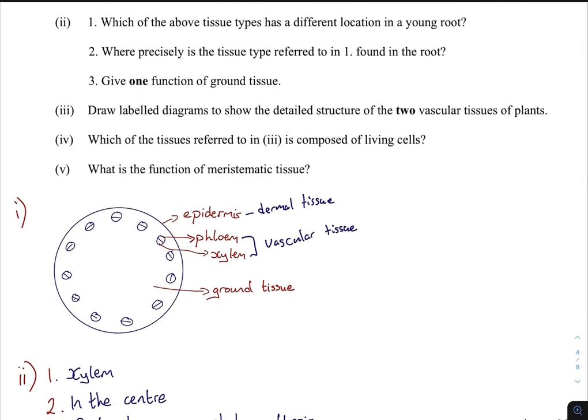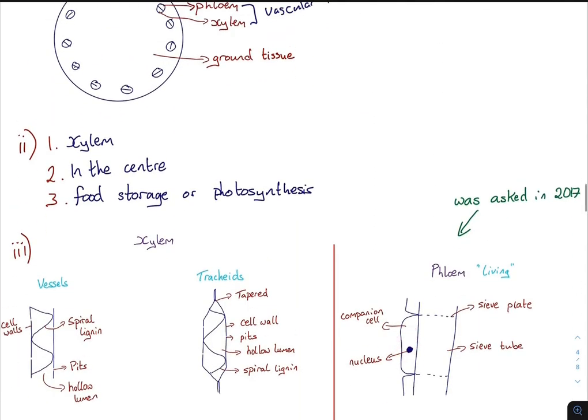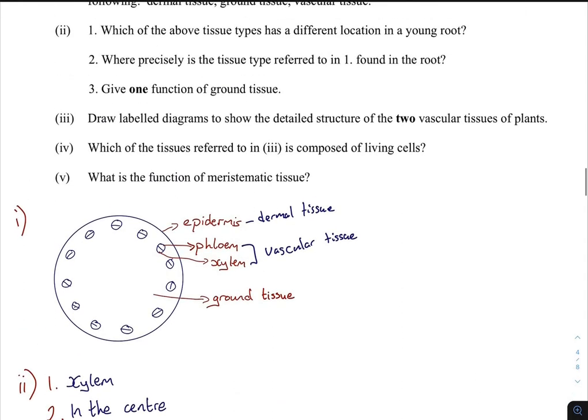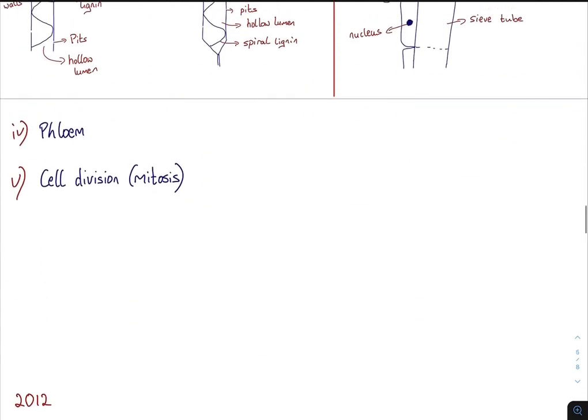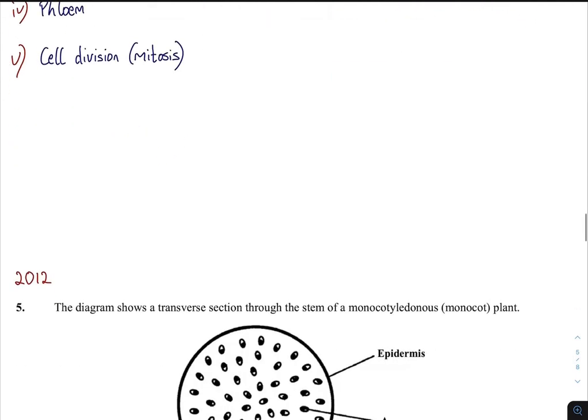Which of the tissues is composed of living cells? Well, that's the phloem, because companion cells have a nucleus, so it's living. Xylem is considered to be dead. What's the function of the meristematic zone? The meristematic tissue? Well, that's cell division, and specifically it's mitosis. And it happens in the root tips and the shoot tips. We'll come across that in another chapter.